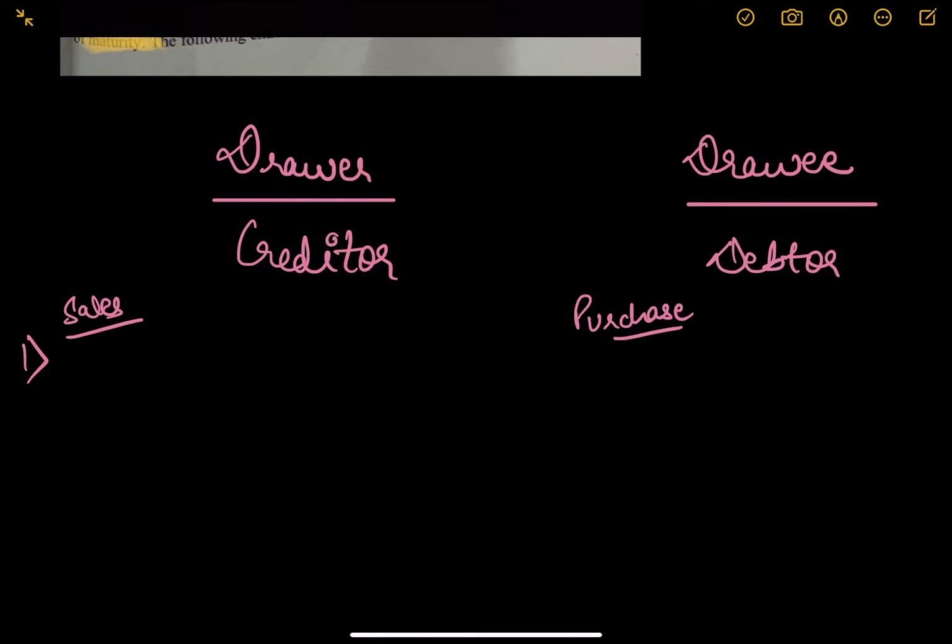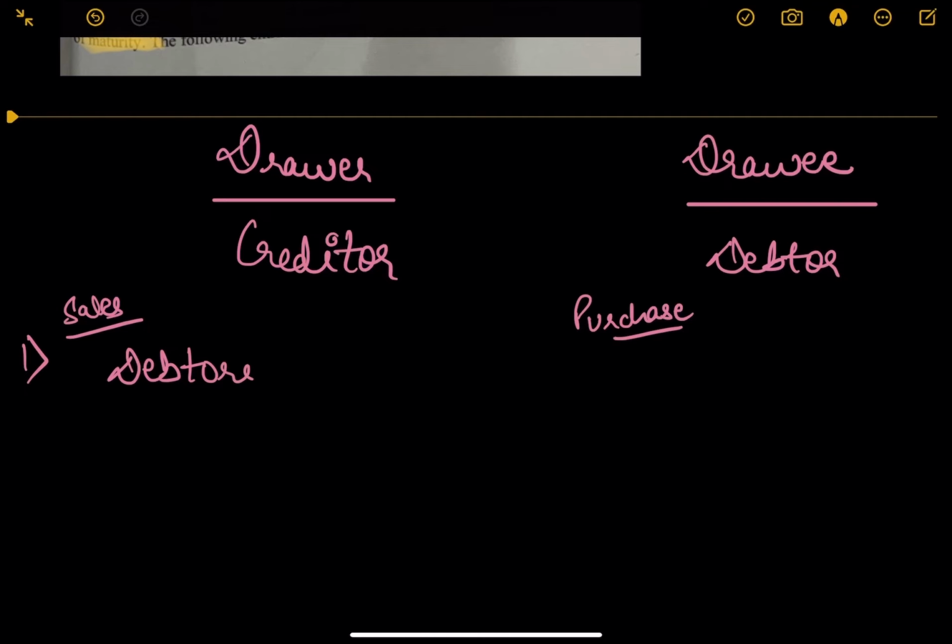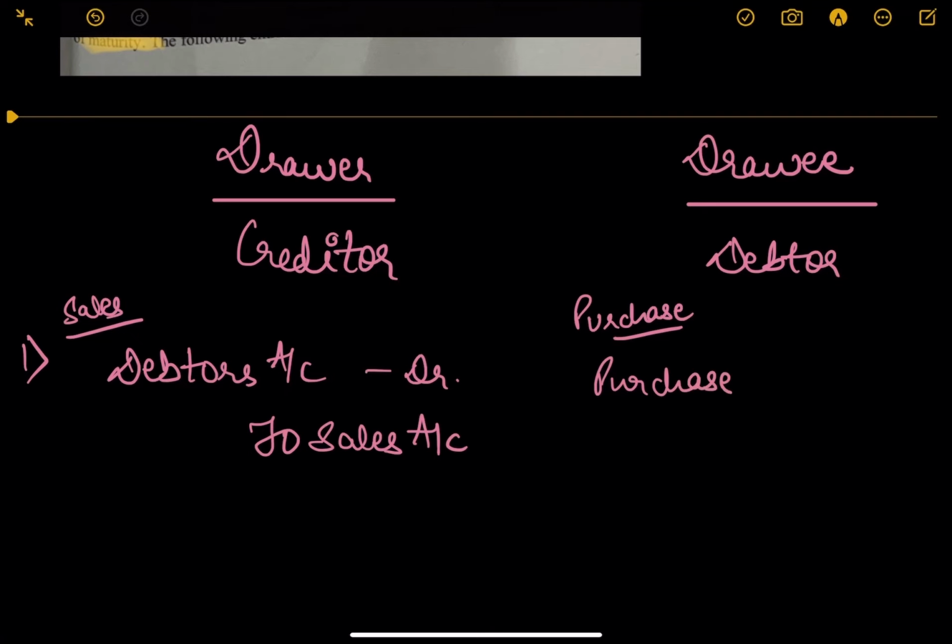For sales, it will be debtors account debit. Debtor is my asset. I'm going to increase its balance to sales. Sales is my income. Income का balance क्या होता है? Credit. For purchase, it will be opposite. Purchase is an expense. It will be debited. Purchase account debit to creditor.